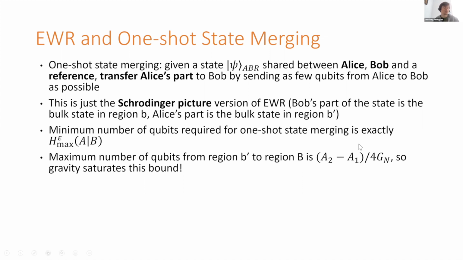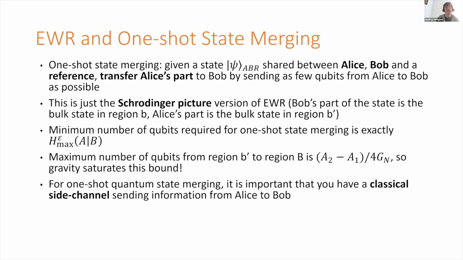Okay, this was discussed in a paper I wrote with Patrick Hayden a couple of years ago. I think other people have also discussed it. So gravity is seemingly saturating this lower bound on the number of qubits you need to transfer the information.